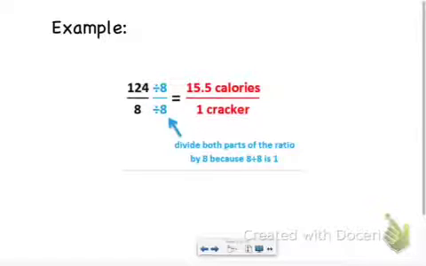So if we look at this example here, here's what I mean by a division problem. If I have 124 calories over 8 crackers, I'm going to divide that by 8 because I want to get that to be a 1. I want it to get 1 cracker. So if I divide both parts by the ratio of 8, because 8 divided by 8 is 1, that's where I come up with the answer of 15.5 calories to 1 cracker.